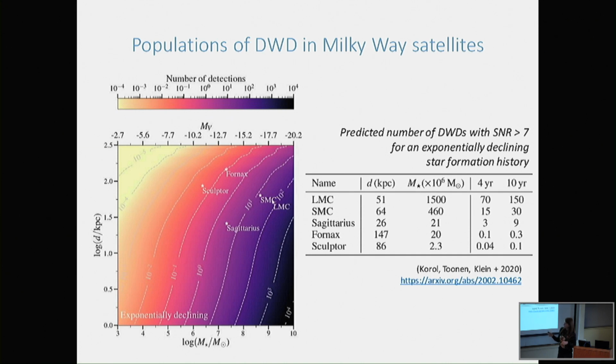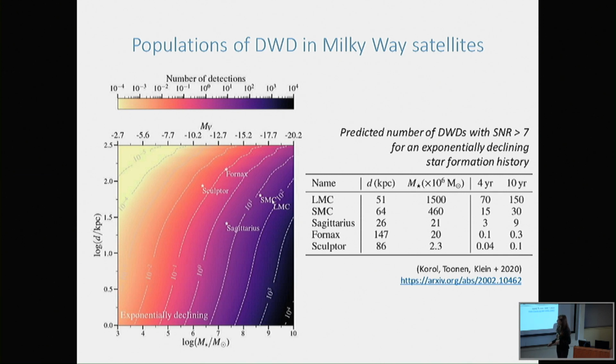Here we fix the star formation history. This is one example; I consider a few of those. We fix the IMF and the metallicity. And we change here the mass of the satellite and its distance. And the color here is the number of LISA detections. So this line shows you where we have one detection.